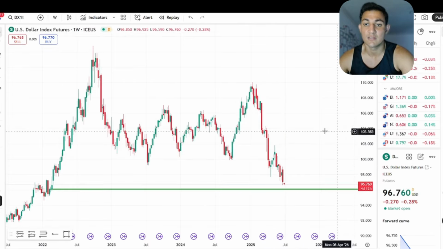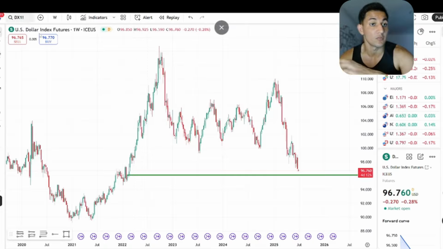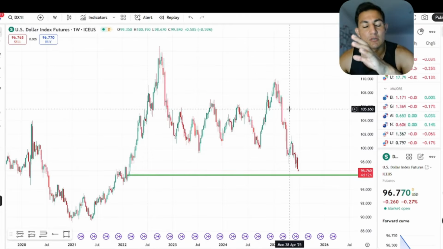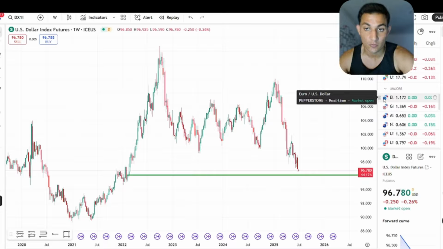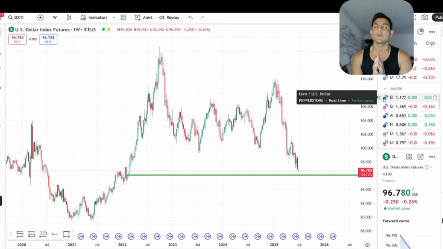So if the dollar is bearish, and this is really important, this is the most important part of the whole dollar analysis, what does that mean for EUR/USD? Just look at this right here. We have the euro against the US dollar. Most people trade forex, they have no idea what forex even is. You have the euro against the US dollar, two currencies pegged against each other.